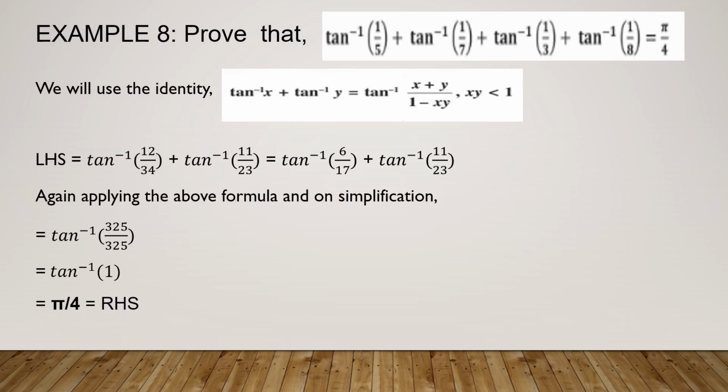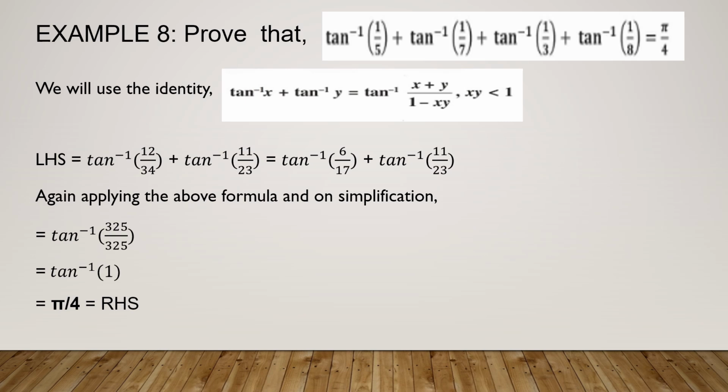Example 8. Prove that tan inverse of 1 upon 5 plus tan inverse of 1 upon 7 plus tan inverse of 1 upon 3 plus tan inverse of 1 upon 8 is equal to pi by 4. Now here we are going to use this identity: tan inverse of x plus tan inverse of y is equal to tan inverse of x plus y upon 1 minus xy.